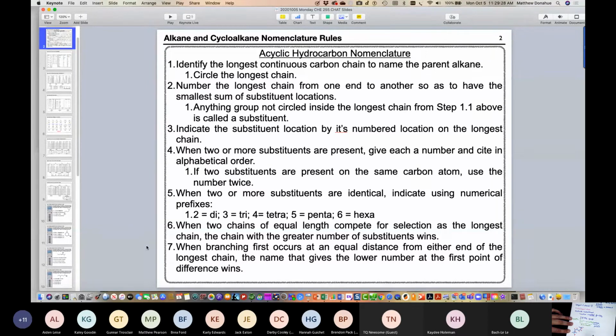Then sum up the locant numbers for that versus this. So you can see why this numbering scheme is incorrect. So using this numbering scheme, name the compound. Then sum up the locant numbers and see what you get.